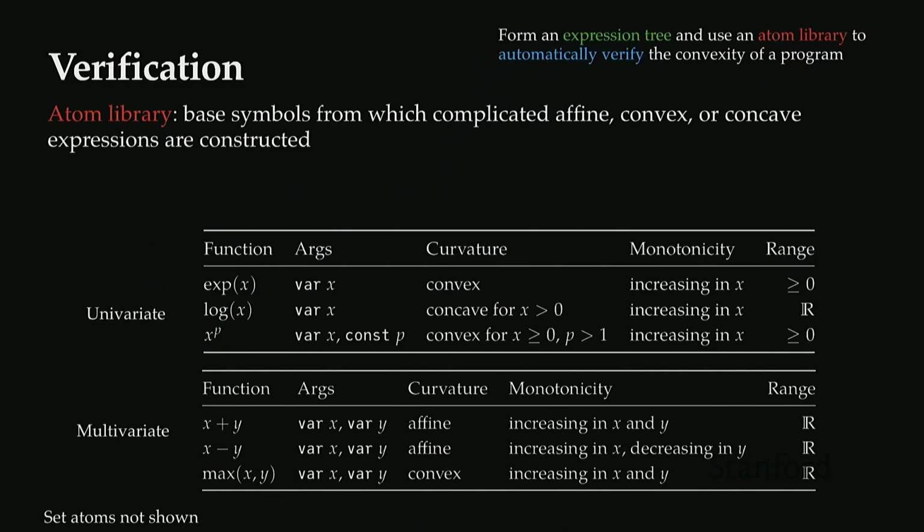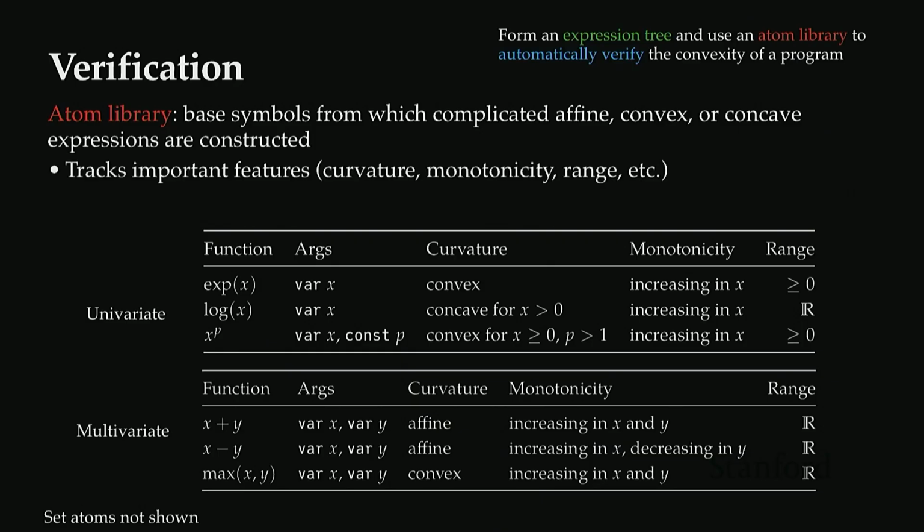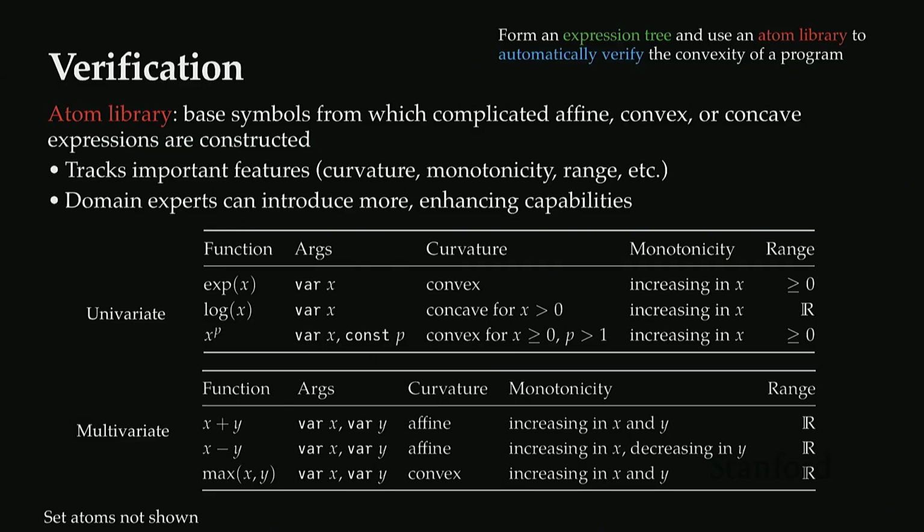So an atom library is just the base symbols from which complicated affine, convex, concave expressions can be constructed. So it looks something like this. For each atom, we track important features like the curvature, so it's convex for what, concave for what, its monotonicity, its range. And what's cool is that domain experts can then introduce more and enhance the capabilities of the actual library itself. So if you know, for example, that square root of 1 plus x squared is convex, then you can maybe introduce that as an atom, and someone can use that atom in their construction.